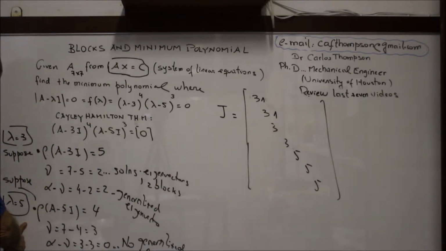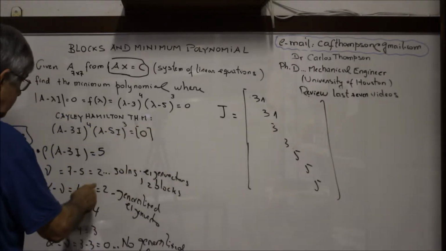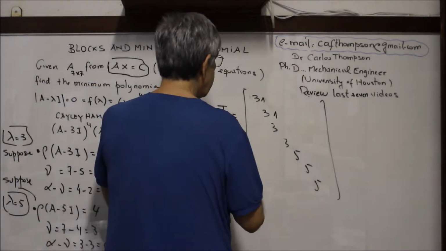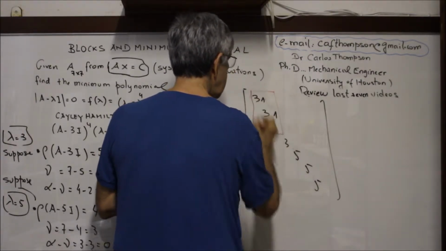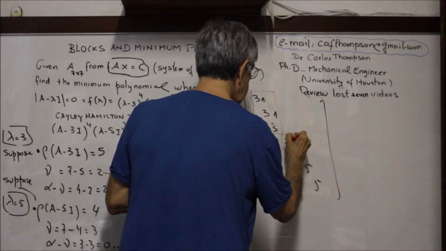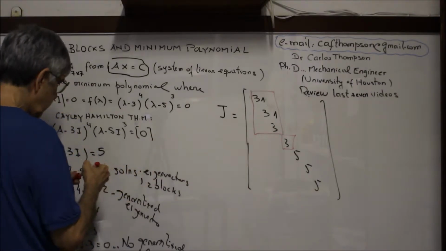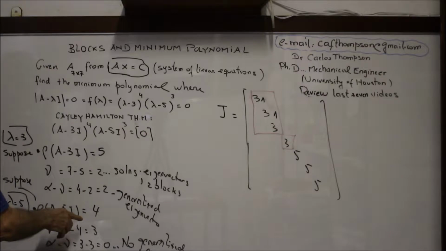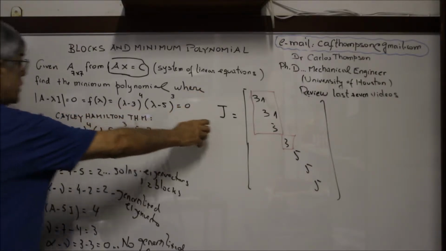Now let's do lambda is equal to 5. For lambda equal to 5, I have 3 blocks. You see, here I have 2 blocks. Let's put the 2 blocks here. Look, this is one block. See, this is another block. You see, I wrote 2 blocks over there. Now, let's see for lambda equal to 5, okay? Now it's ready there. It's ready for that J here.